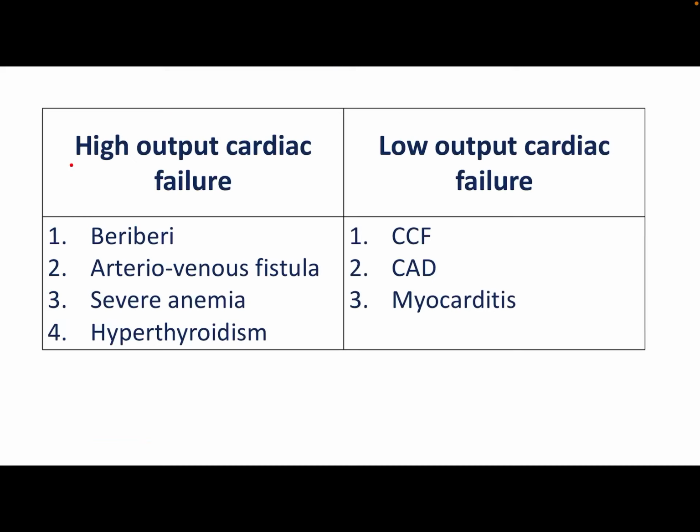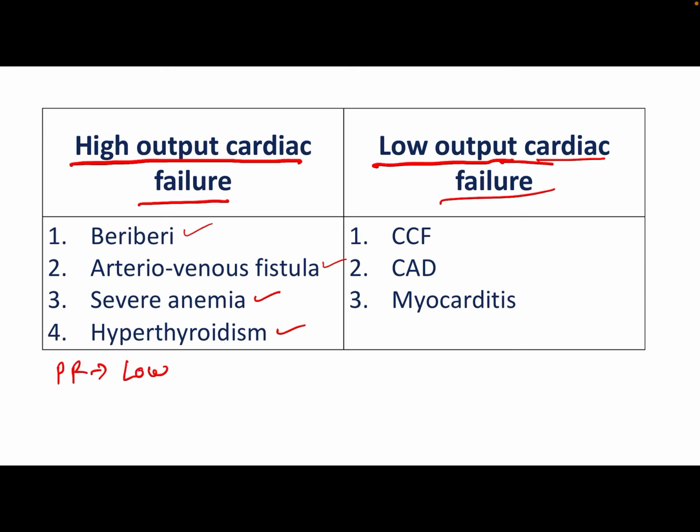Then some of the high output cardiac failure conditions and low output cardiac failure conditions. High output cardiac failure conditions are beriberi, arteriovenous fistula, severe anemia and hyperthyroidism. In all these conditions there is low peripheral resistance. So due to low peripheral resistance there is an increase in the cardiac output, and in these cardiac failure conditions you will get high cardiac output.